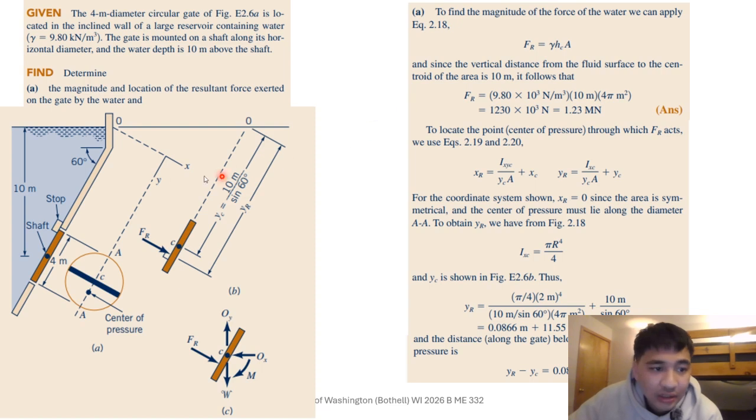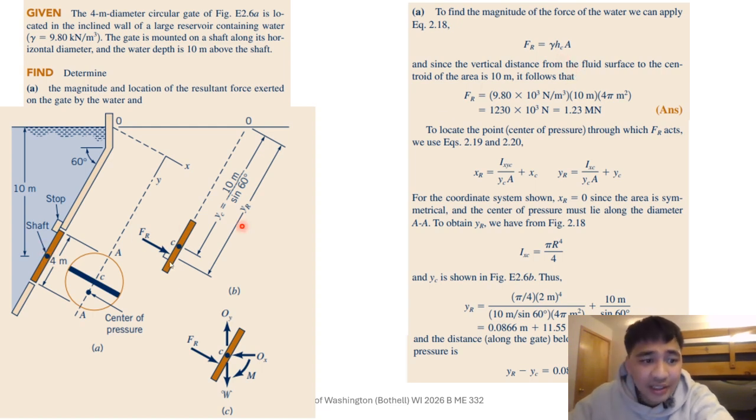Okay, so we already had the equations we derived before, right? So force resultant, we have our specific weight already given here for the water. HC is 10 because that's the distance from the surface water to the center of the gate here.